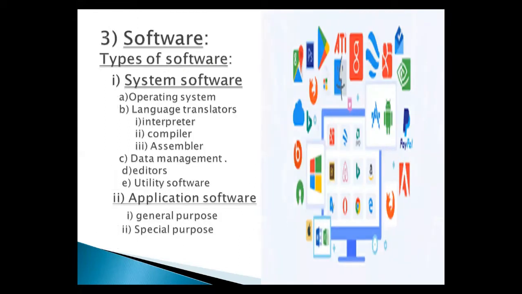Next is the software. What is software? Software is a general term used for computer programs. A computer program is a step-by-step set of instructions that directs the computer what to do and how to do it. It turns the data into information that makes a computer useful.